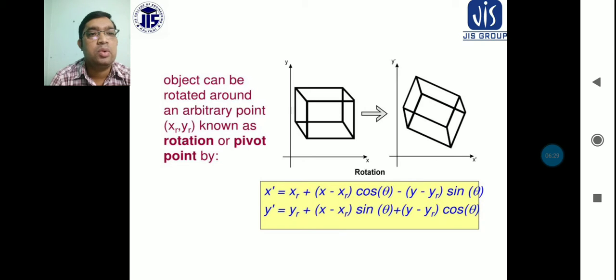x' equals xr plus (x minus xr) cos theta minus (y minus yr) sin theta. This is the equation for the x-axis, from which the rotated object's points will be found. Another thing, for the y-axis: y' equals yr plus (x minus xr) sin theta plus (y minus yr) cos theta.